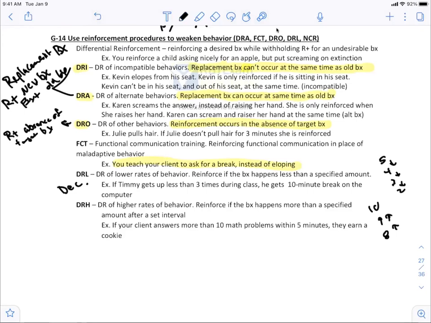DRL is similar to DRD, diminishing rates of behavior. In both instances, we're trying to reduce a behavior, but DRL is typically going to deal with a number of responses. DRD is typically going to deal with a time limit or time frame.